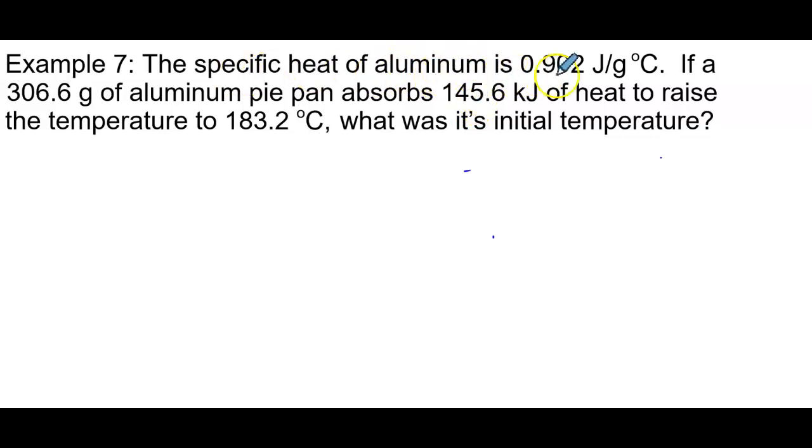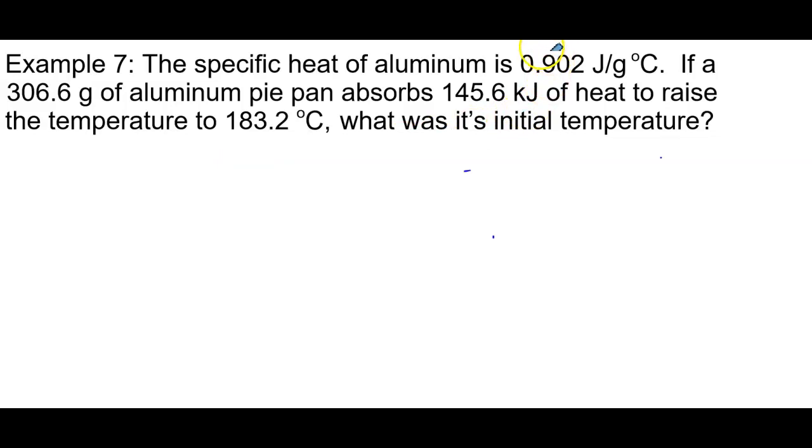The specific heat of aluminum is 0.902 joules per gram per degree Celsius. If a 306.6 gram aluminum pie pan absorbs 145.6 kilojoules of heat to raise the temperature to 183.2 degrees Celsius, what is its initial temperature? So what was it before it was heated?